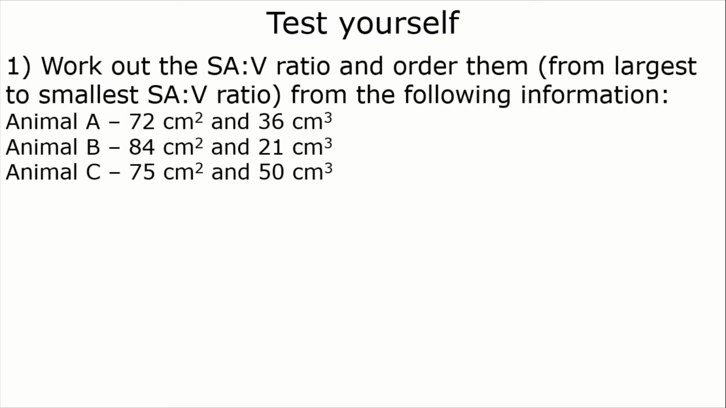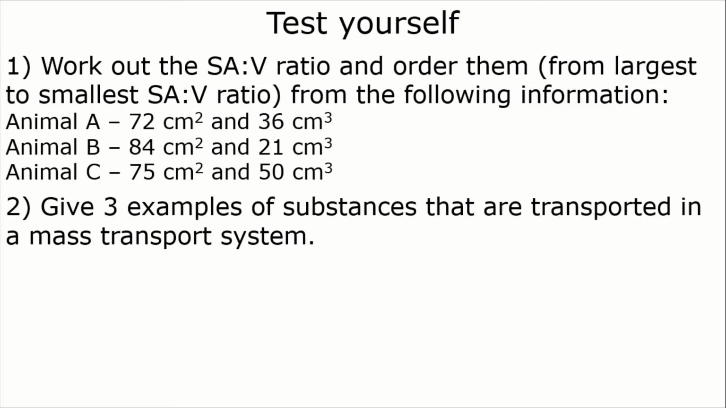So now that we've covered this topic, have a go at the following test questions. Number 1, work out the surface area to volume ratios and order them from largest to smallest from the following information. So for animal A, they've got a surface area of 72 centimetres squared and a volume of 36 centimetres cubed. Animal B has a surface area of 84 centimetres squared and a volume of 21 centimetres cubed. And animal C has a surface area of 75 centimetres squared and 50 centimetres cubed.